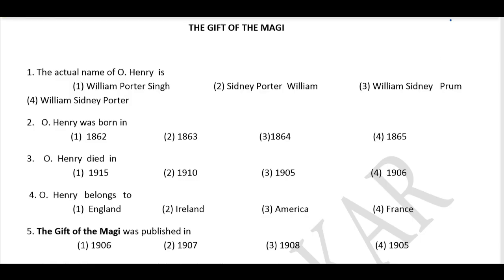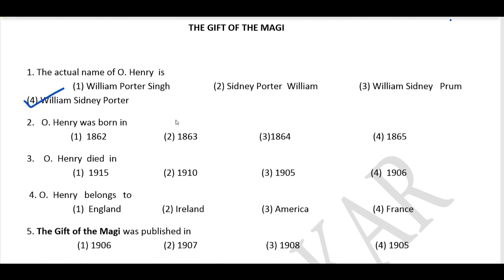This is the first part. Here I am going to explain the first 30 MCQ questions. Okay. Number 1. The actual name of O. Henry is, there are 4 options. You know that O. Henry is the pen name of William Sidney Porter. Okay. So the correct answer is option 4.